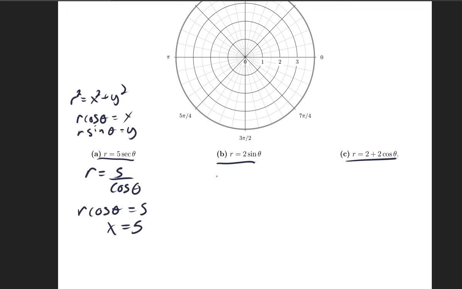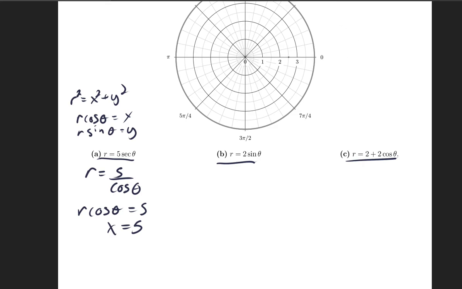One of the things that you try to do is to get r cosine thetas or r sine thetas. Once you have an r cosine theta or r sine theta, write it as either an x or a y. So here, I notice I could probably get an r cosine theta pretty easily, right? I just wrote secant as 1 over cosine and then moved it over. And then we actually could graph this.